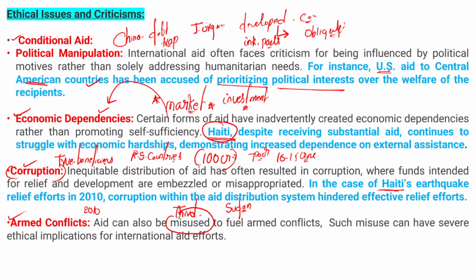And aid should be given on humanitarian and on developmental grounds. So humanitarian grounds and also developmental grounds, rather than imposing conditionalities on those countries, rather than pursuing narrow political agendas, narrow national interests. This is where we can address the ethical issues which are involved in international aid. So in this way, you can conclude this answer.